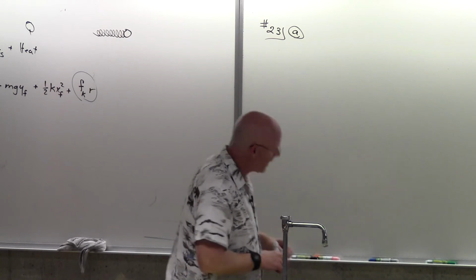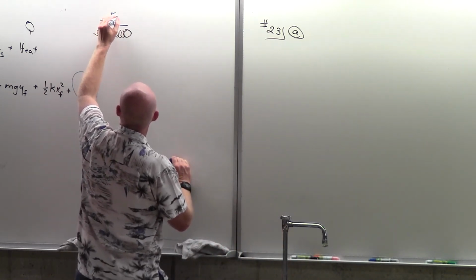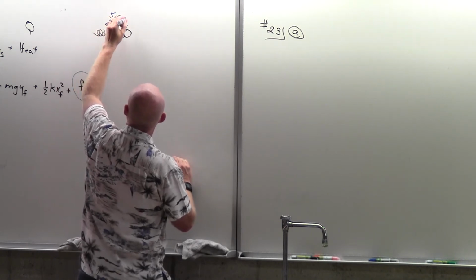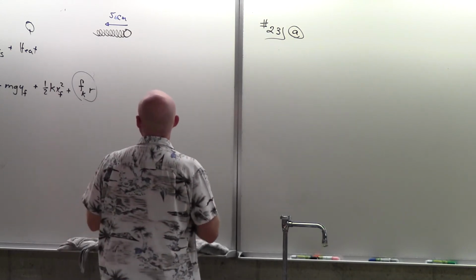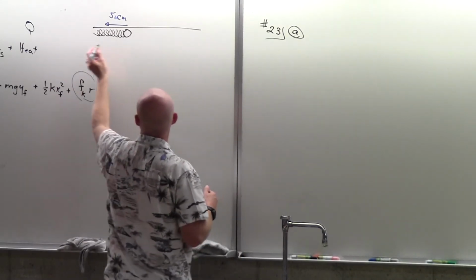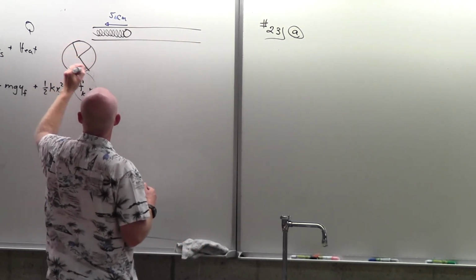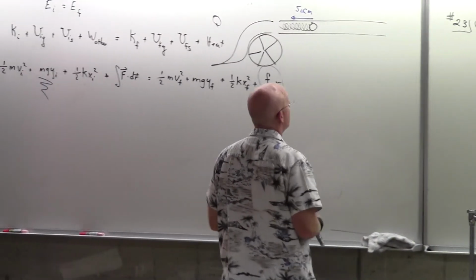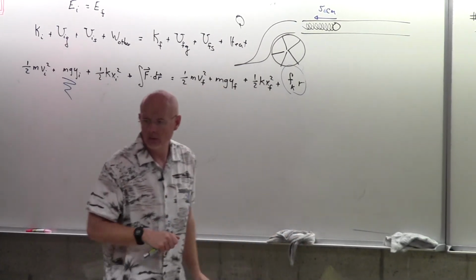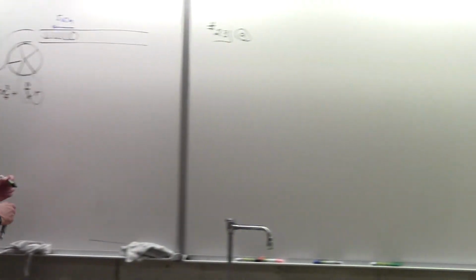If I read it correctly, they say that they are going to push back and compress the spring 5 centimeters. From that, this so-called cannon is horizontal. And so the ball is starting back here.